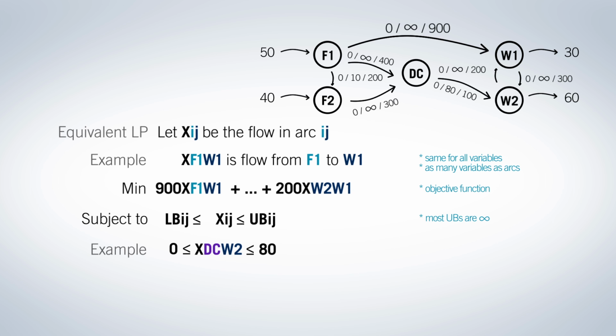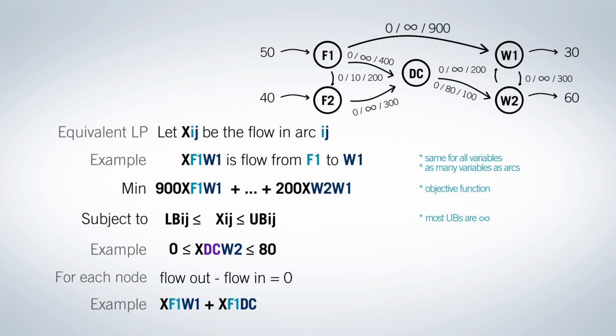We have another constraint, and that is that for each node, there'll be a total of 5 nodes, we observe that the flow out of that node has to be equal to the flow into that node. That the flow out minus the flow in has to be 0. And so for example, x_f1w1 plus x_f1dc plus x_f1f2 has to be equal to 50. And we're going to have a total of 5 such constraints. And with this and what we know about Solver, we may be able to move to the next step.